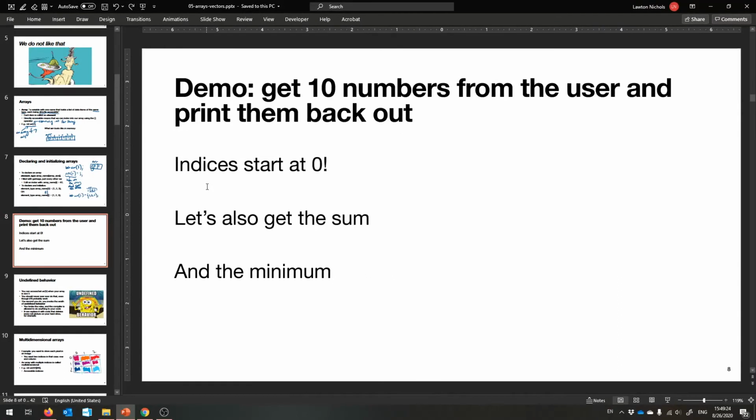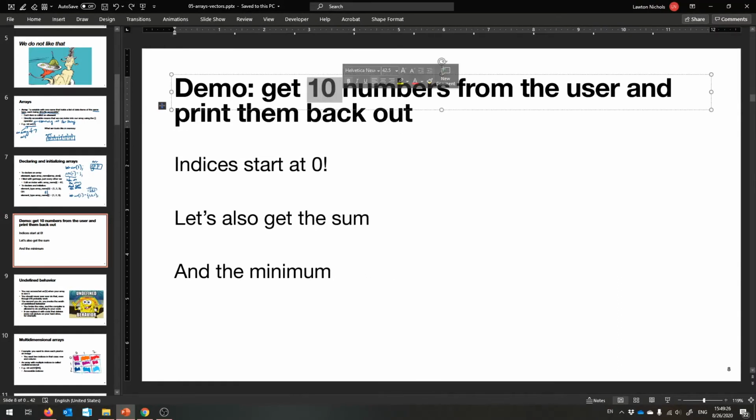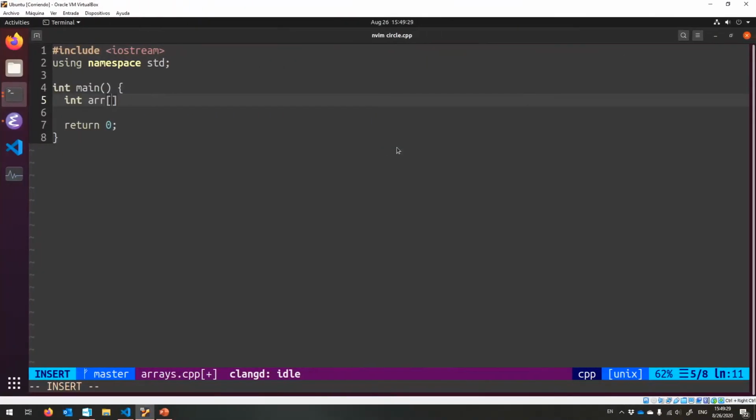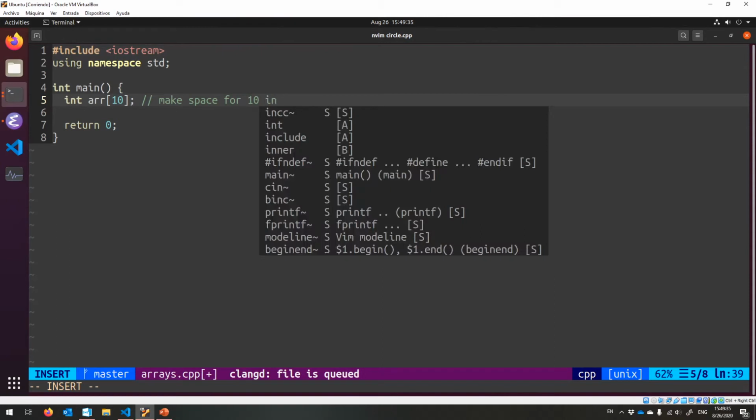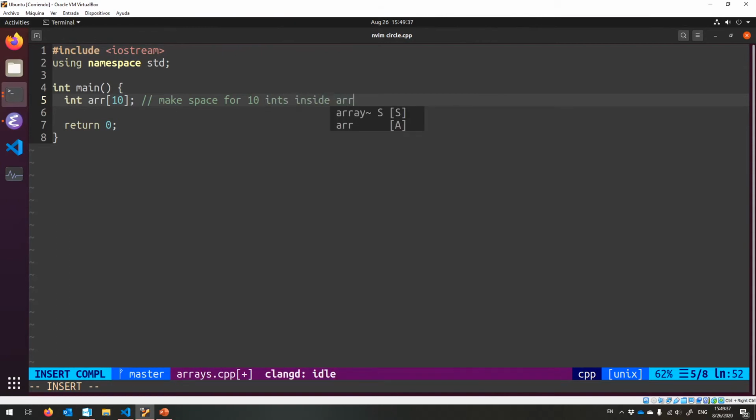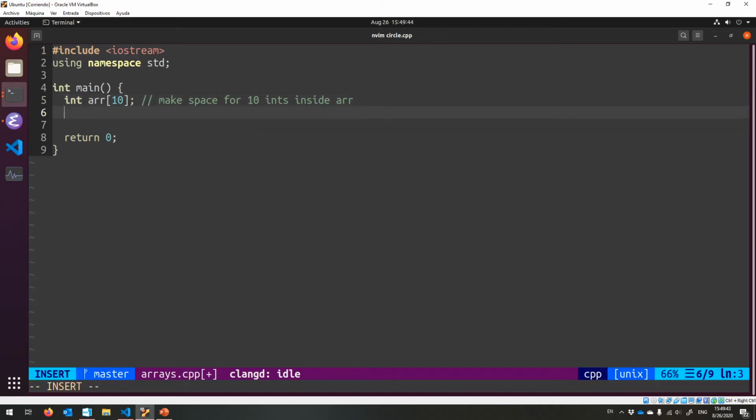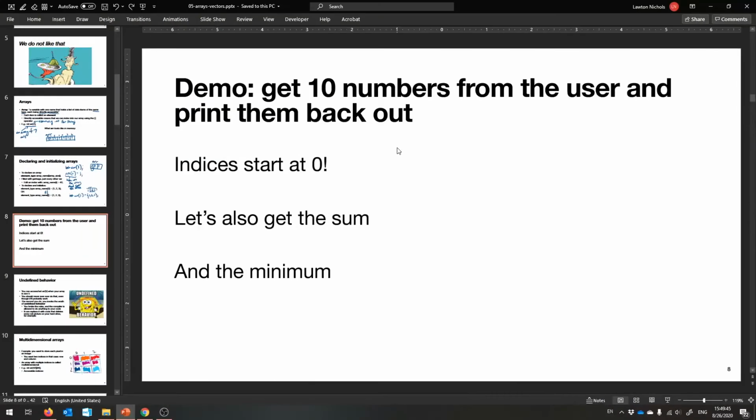So what we will do is, well, we need to make space for 10 numbers. And let's just assume they're int numbers. So I just made space for 10 things. So arr in memory, it's a box with 10 boxes inside. And now I want to populate them with values. So I will get those 10 things from the user.